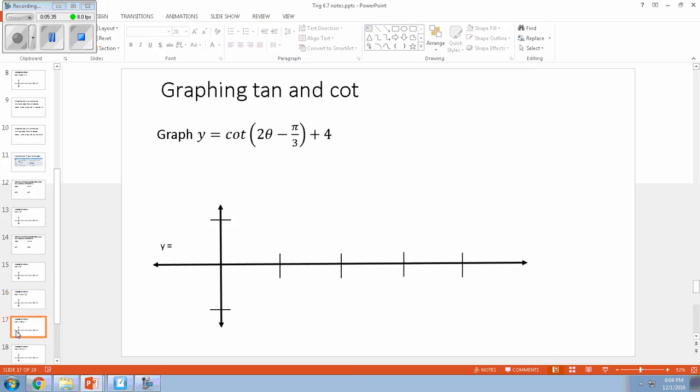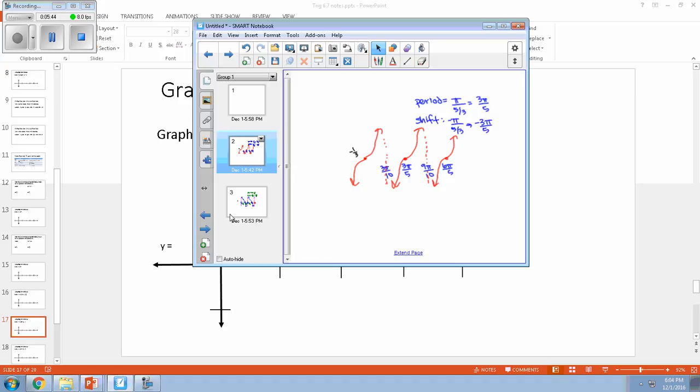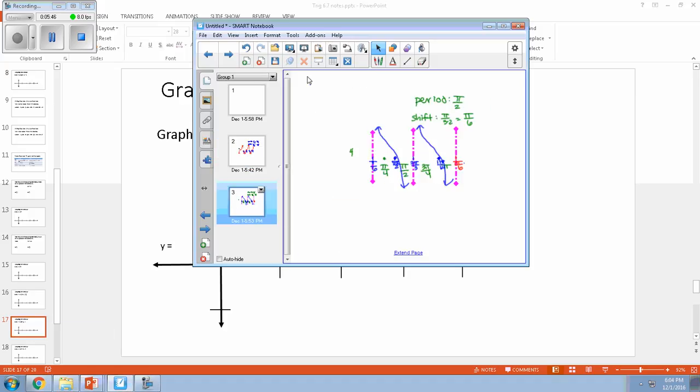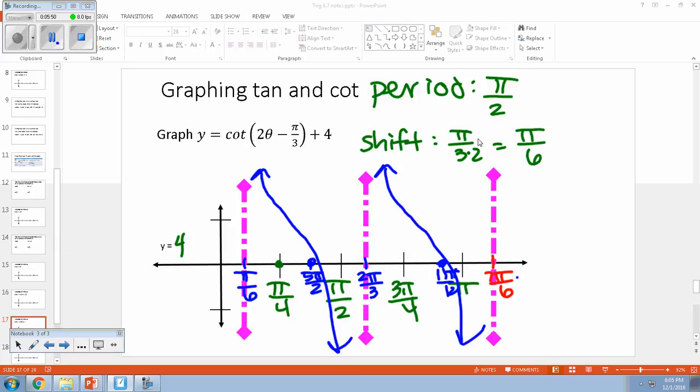Go ahead and try this one as well then. And then when you have had a chance to try it, you can unpause the video and I will show you the correct answer. So again, like before, I have sketched this and I will just talk you through how I got all this work.